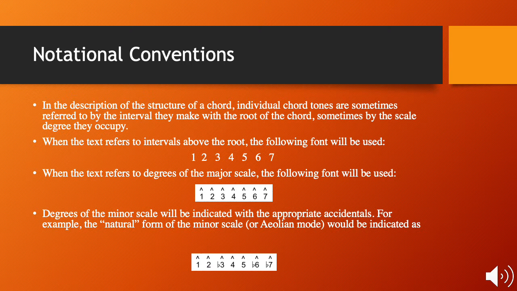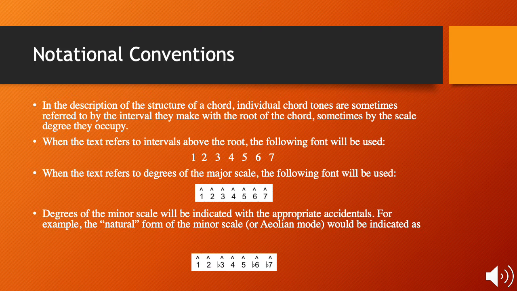Notational conventions. In the description of the structure of a chord, individual chord tones are sometimes referred to by the interval they make with the root of the chord, and sometimes by the scale degree they occupy. To distinguish between these two usages, we will use two different fonts. When the text refers to intervals above the root, the following font will be used, just normal numbers. When the text refers to degrees of the major scale, the following will be used, with the numbers with the hats over the top.